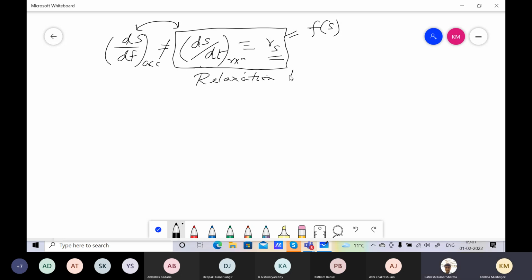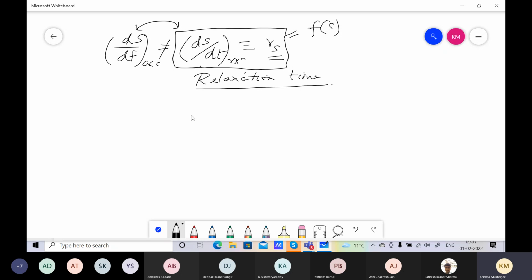Relaxation time, yes, and their importance. You're familiar with this? I don't need to cover this as well. So essentially, I will quickly revise it in 10 minutes and then move ahead with kinetics.